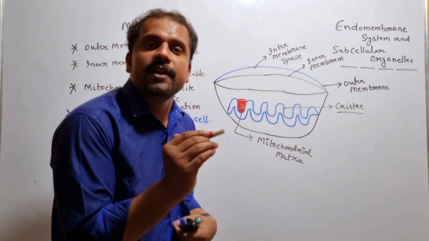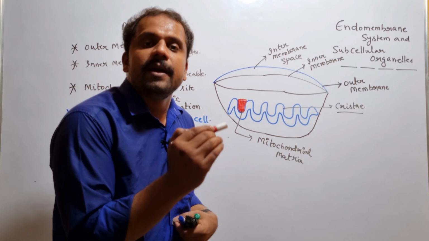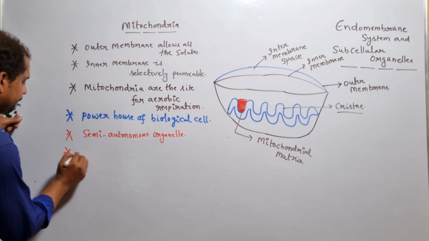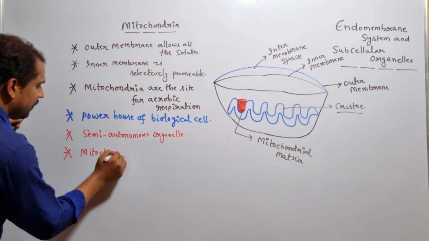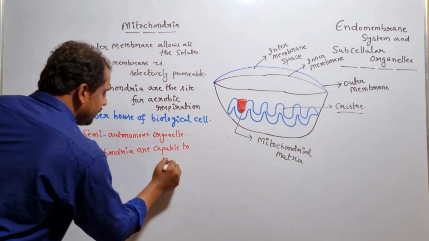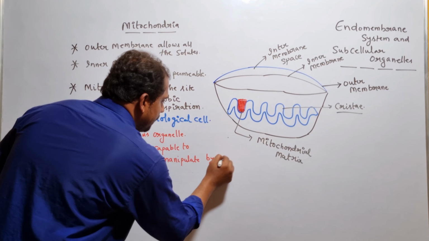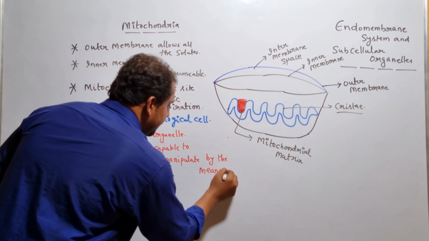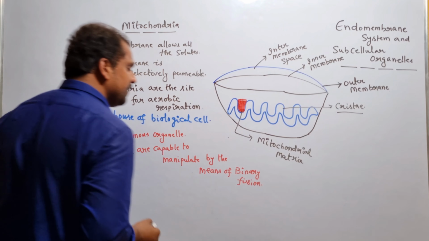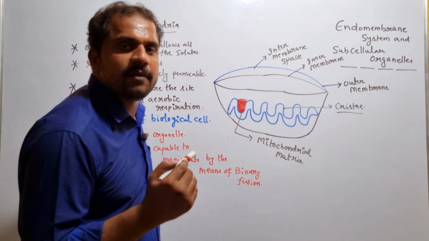And if we consider the proliferative nature, likewise the bacteria, the mitochondria are capable of inducing proliferation by taking the advantage of a specific mechanism which is nothing but what? Binary fission. So let me write it here. Mitochondria are capable of increasing their number by means of binary fission. Likewise the bacteria, the mitochondria undergo binary fission. Is it clear? So this is regarding mitochondria.